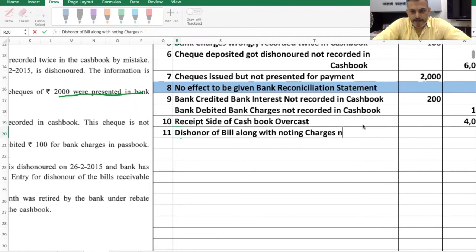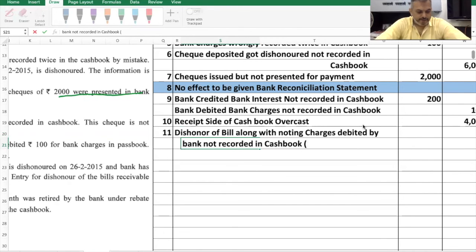Write down dishonor of bill along with noting charges debited by bank, not recorded in cash book. In the bracket, we write the amount. Amount is 5,000 plus 50, which is equal to 5050.